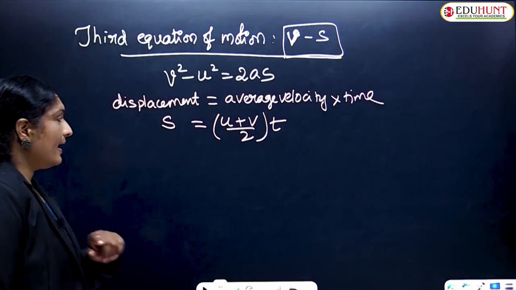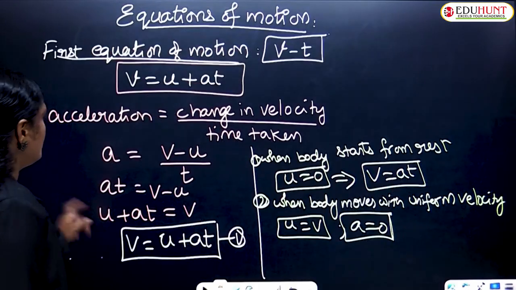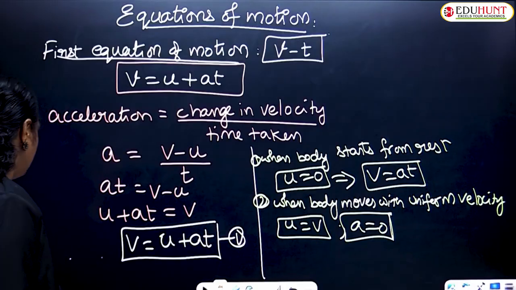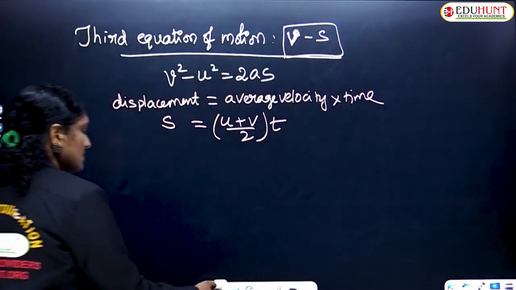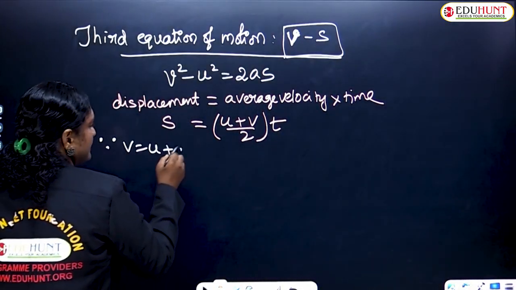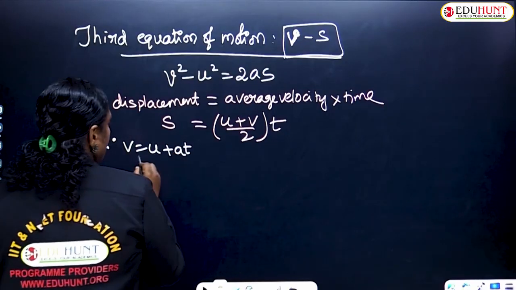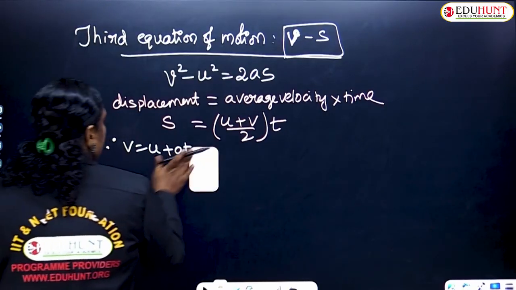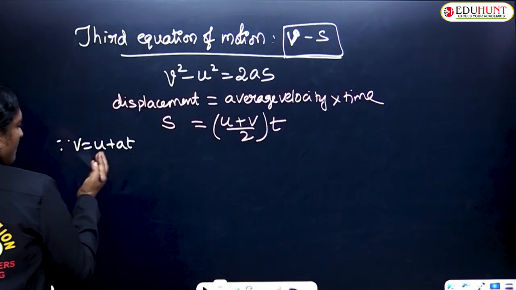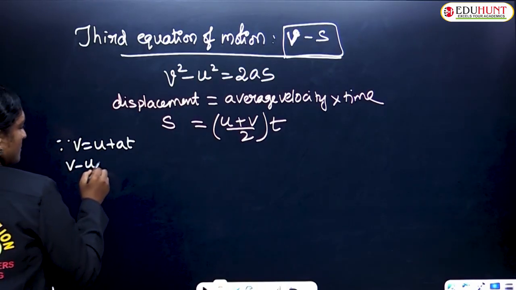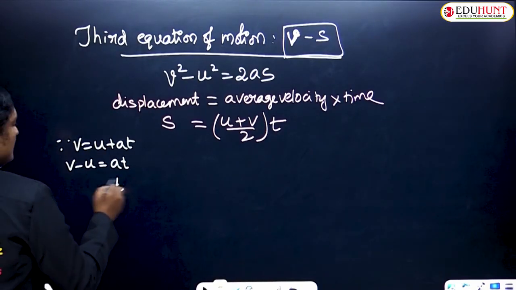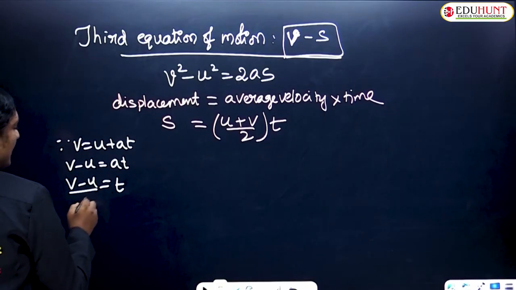Okay, children, again from the first equation of motion, what is the first equation of motion? We have v equals u plus at. Let us replace the same. Since v equals u plus at, bring this u to the other side, then v minus u equals at, or t equals v minus u by a.